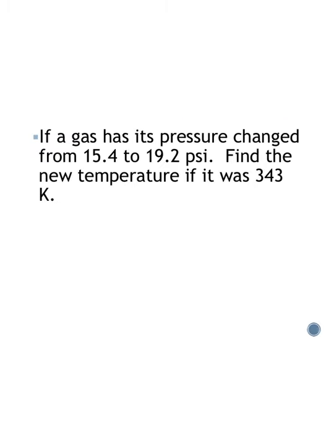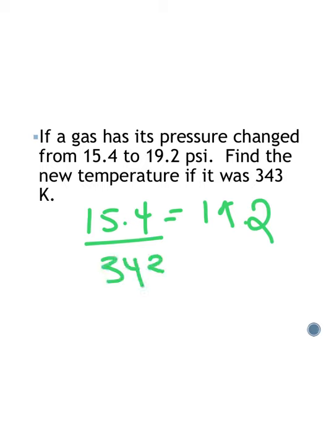All right, one last example. So we're going to do the same thing here. So this time our pressure goes up. So I'm going to put 15.4 here and 19.2 here. Find the new temperature. If it was 343, check that it's in Kelvin. It is. So what we don't know now here is T2. So I can cross multiply.